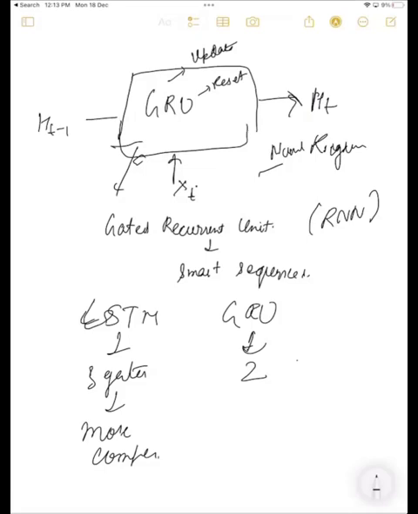LSTM, with its more intricate design, is the go-to choice when the task demands capturing long-term dependencies in sequential data. It is the enduring architect. So in this vast world of neural networks, the choice between GRU and LSTM depends on the nature of your data or your task. So this is all about GRU.